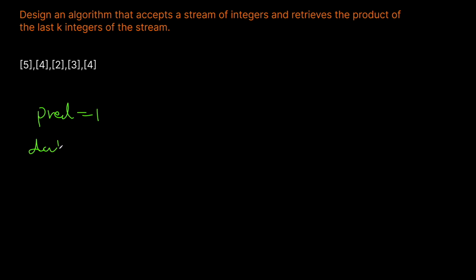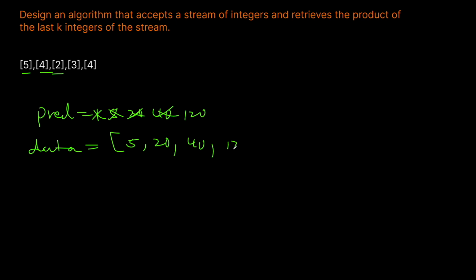And we're going to store all of our products in, we'll call it data. So in the beginning, we're going to get our 5. We're going to multiply it by the current product, and we're going to store that in our data, right? Then we get a 4, so this now becomes 20, and we're going to store that 20. And now we get a 2, so now it's 40, and we're going to store that 40. And on, so times 3, this becomes 120, store that, and then we get a 4, and this becomes 480, and now we have 480.